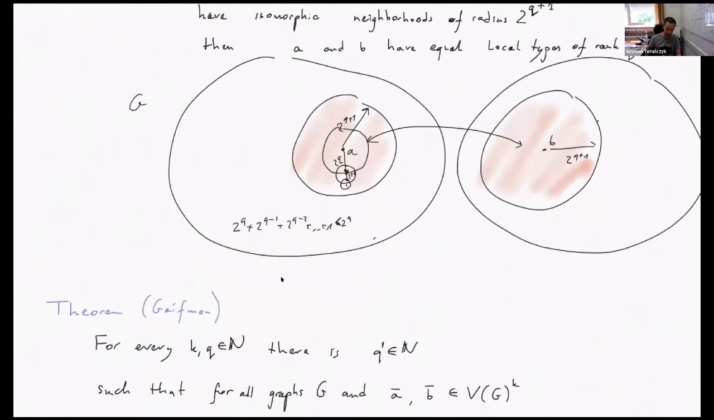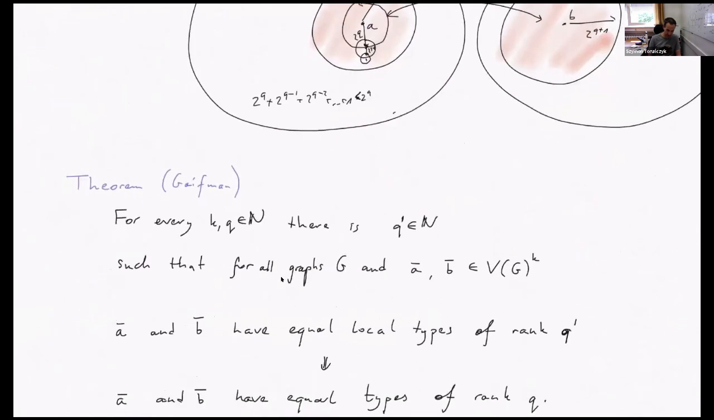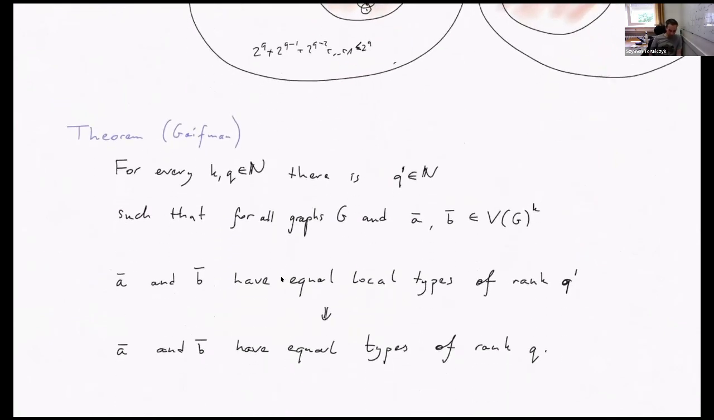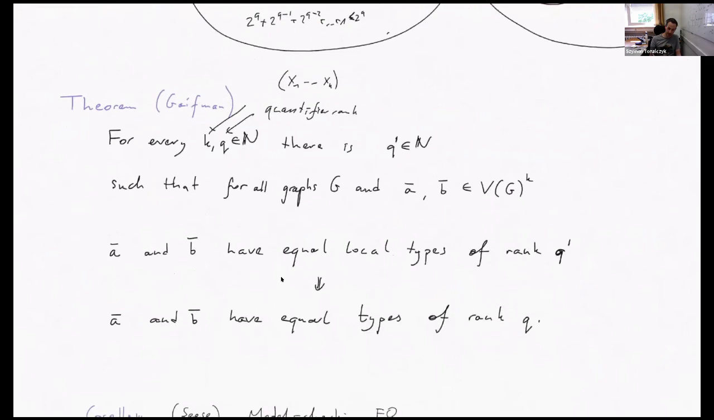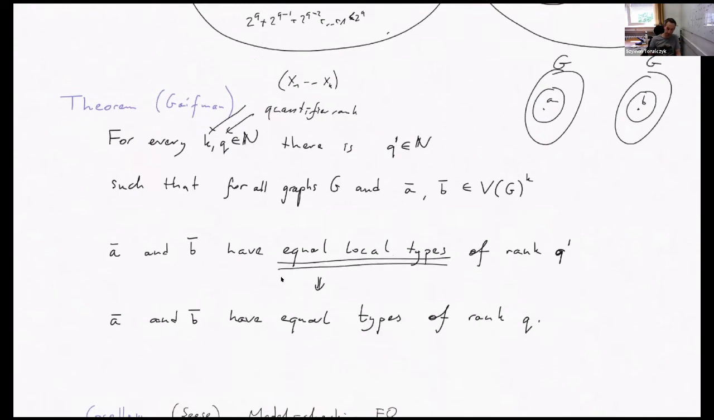Okay, let's now formalize this intuition that I described earlier. This intuition is formalized by the following theorem. If I fix a quantifier rank, and the number of variables that I'm interested in, so I'm interested in k-tuples of elements, then there is some other number q prime. You can think of this as something that governs the radius, such that whenever I have a graph G, the same graph, and two tuples, and they have equal local types of rank q prime, then actually they have equal types.